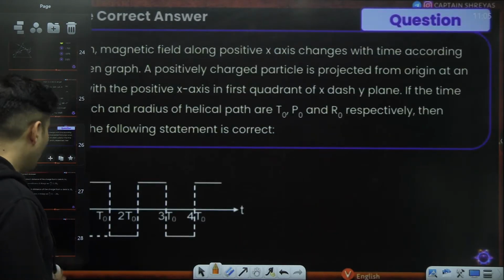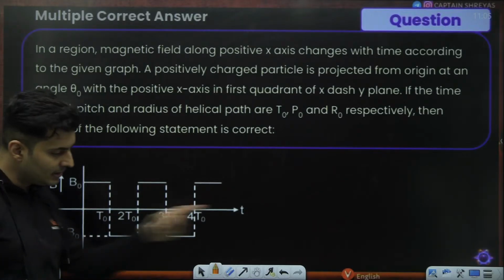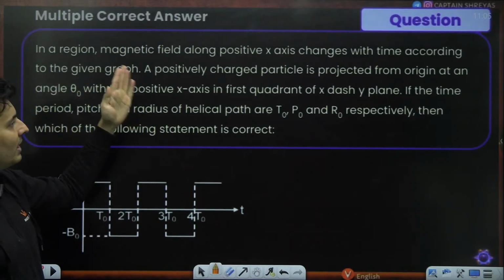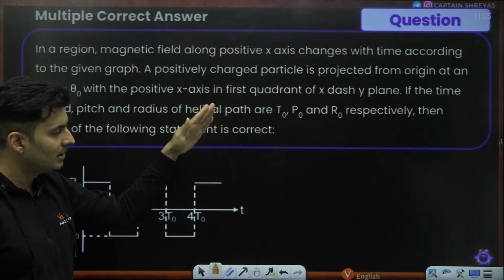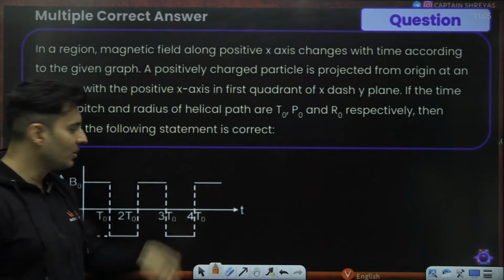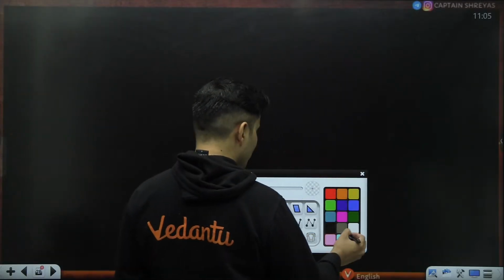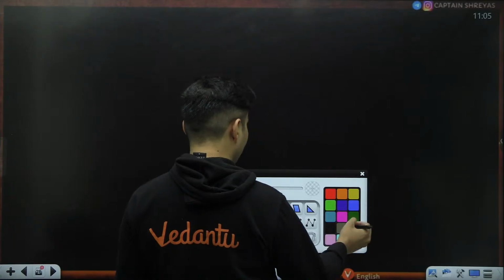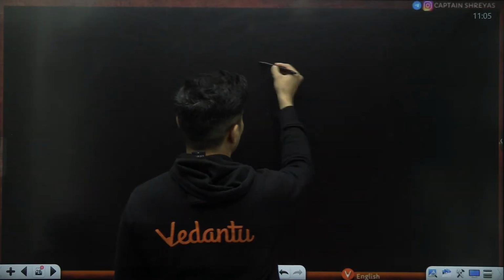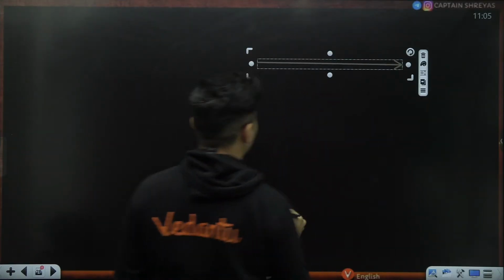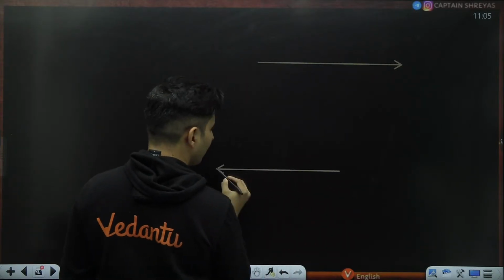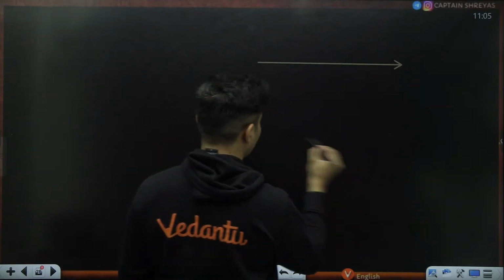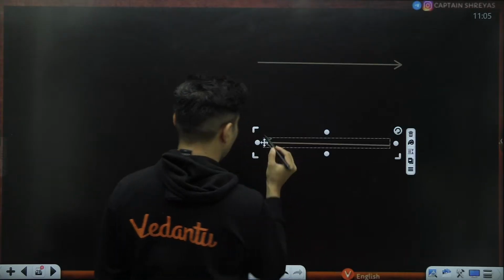Okay, so let's understand. Magnetic field is in the x-axis. The particle is thrown making an angle with the x-axis in the xy plane, so it will obviously go in a helical path. Now, this is a very weird problem, I'll tell you why. First of all, our magnetic field is here, and then slowly the magnetic field will change direction continuously.